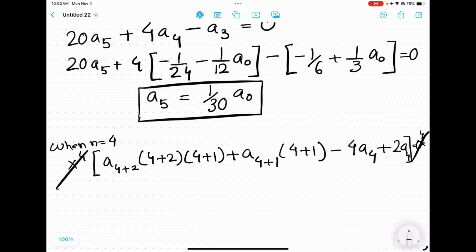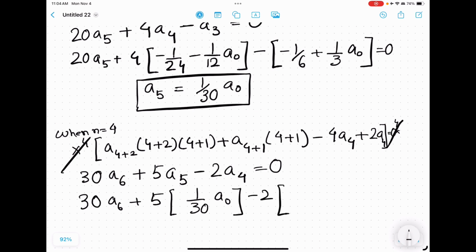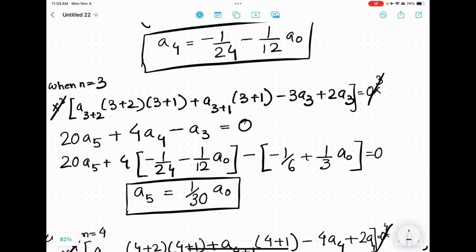So 6 times 5 is 30, and then I have my a sub 6 plus 4 plus 1, which is 5, and then I have my a sub 5. So I have 5 times a sub 5, then minus 4 plus 2, that is negative 2a sub 4 equals 0. Now substituting my a sub 4 and my a sub 5 into this, I have 30a sub 6 plus 5 times 1 by 30 a sub 0, and then minus 2a sub 4, which is negative 1 by 24 minus 1 by 12 a sub 0.